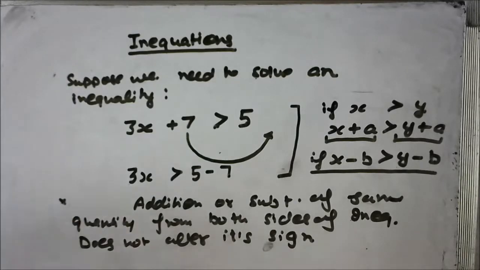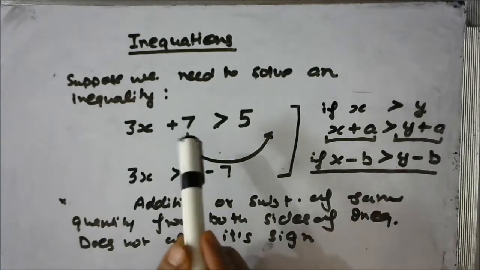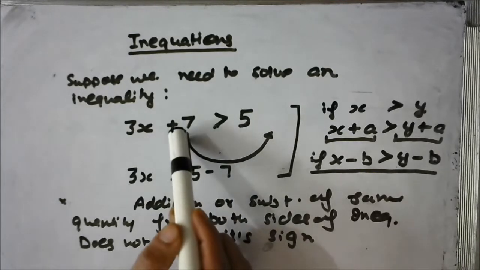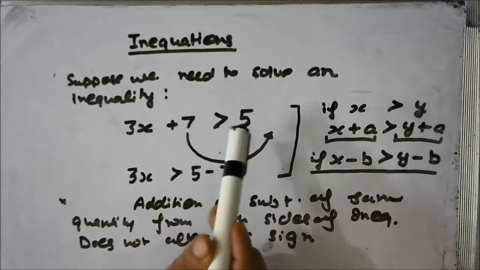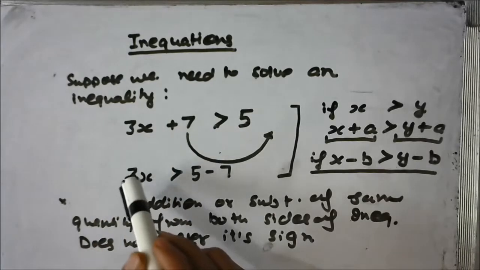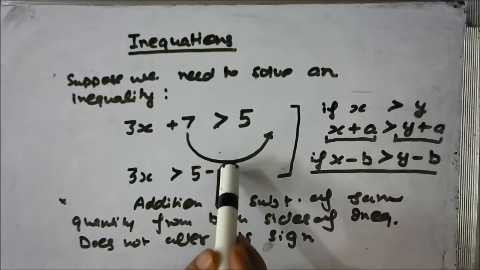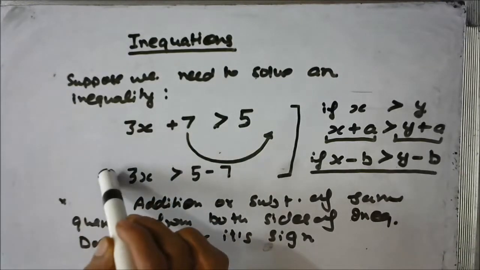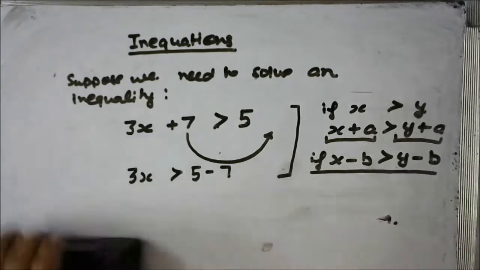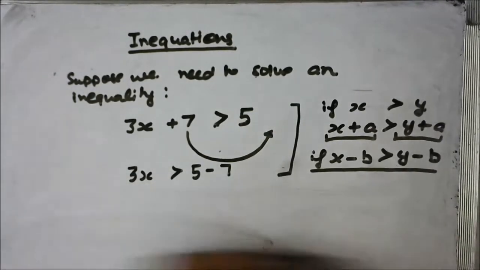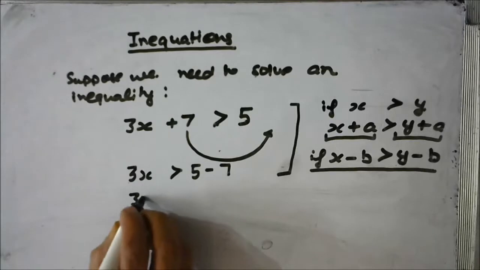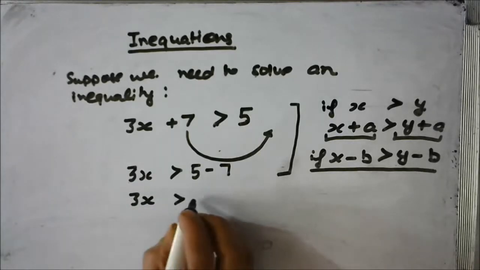So based upon this principle, we can transpose terms from one side to the other, and then we will change the sign from plus to minus on the other side. This step is equivalent to subtracting 7 from both the sides to arrive from first step to second step. Now I can say 3x is greater than minus 2.